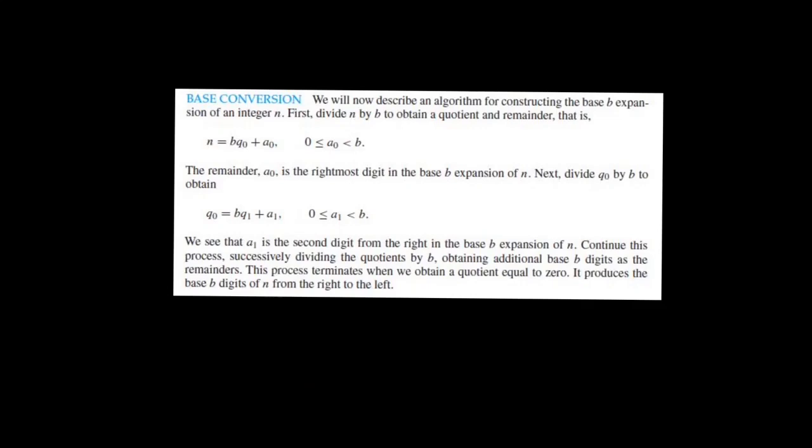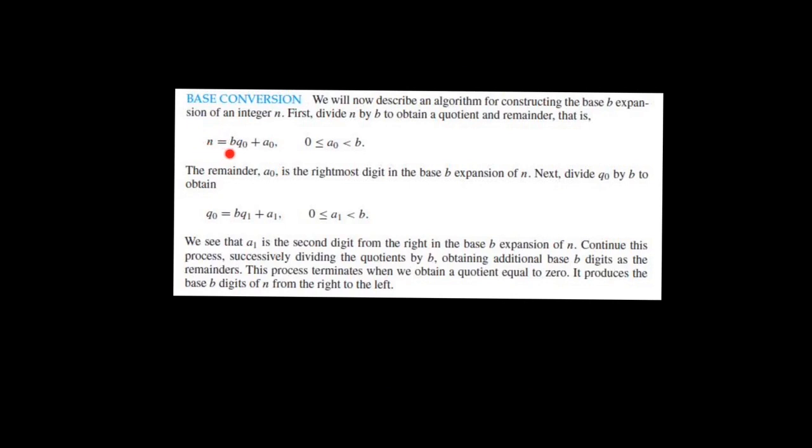So this algorithm here, labeled base conversion, tells us what to do step by step to convert something from base 10 into any base you want, but in particular into binary, octal, and hexadecimal. So here's what we do. You divide n by b to get a quotient and a remainder. Remember the division algorithm. So I'm going to get something like this. n is the number I'm starting with, and b is going to be my base.